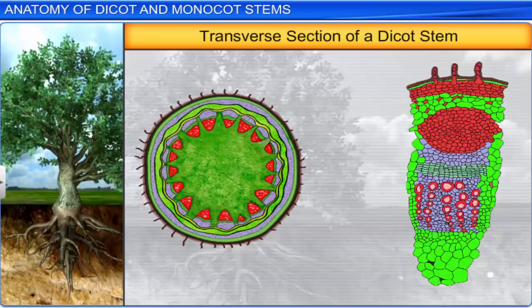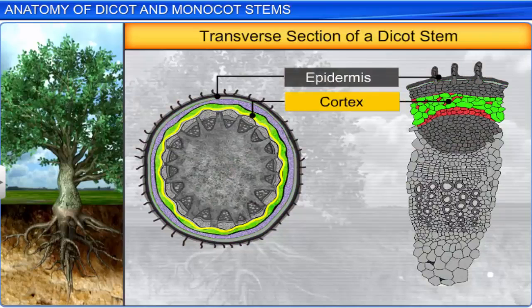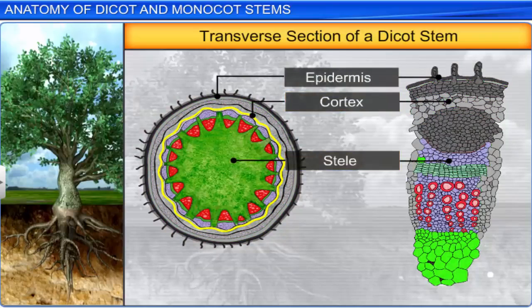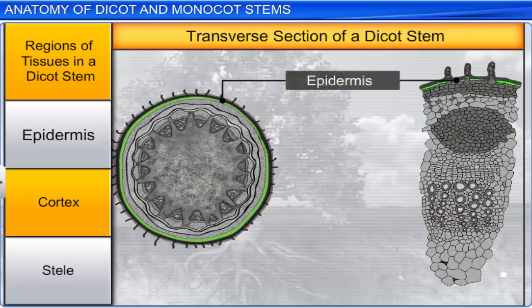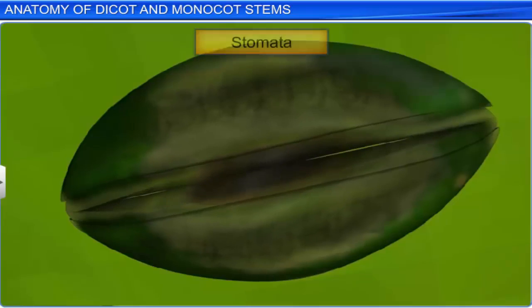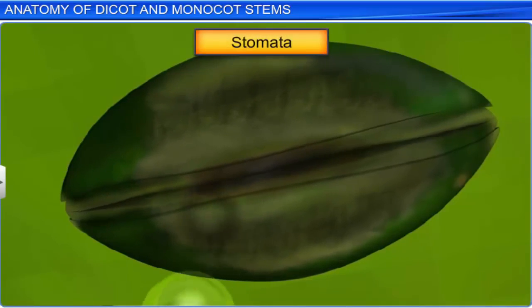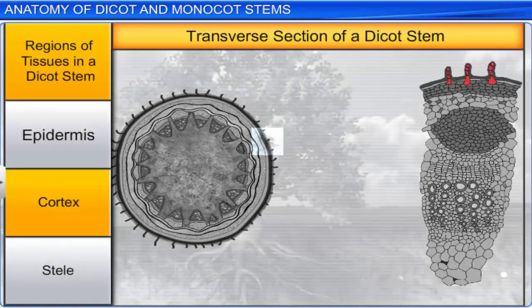Here is the transverse section of a dicot stem. The regions of tissues in this stem include epidermis, cortex, and stele. The outermost layer of the stem, or epidermis, consists of a layer of closely packed cells and is covered with a thin waterproof layer called the cuticle. The epidermis also contains stomata and hair-like outgrowths known as trichomes.